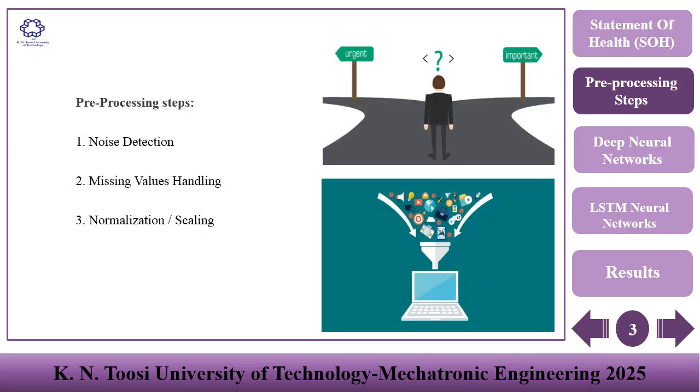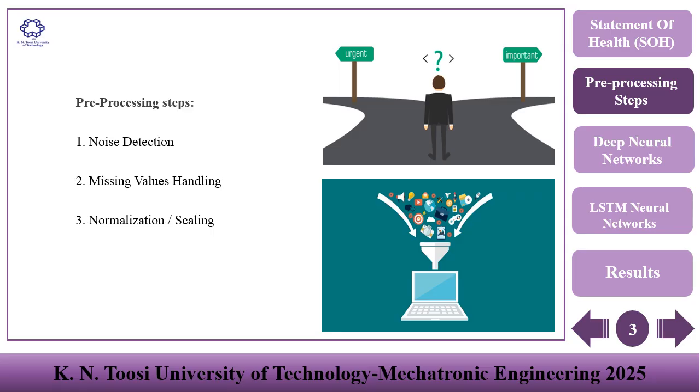Let's talk about pre-processing steps. To ensure the highest levels of accuracy and robustness in our predictive models for battery health, we cannot simply use the raw, uncleaned data directly from the sensors. Raw data is often messy and unreliable. Therefore, we implement a rigorous three-stage pre-processing pipeline to transform this data into a clean, reliable foundation for analysis.